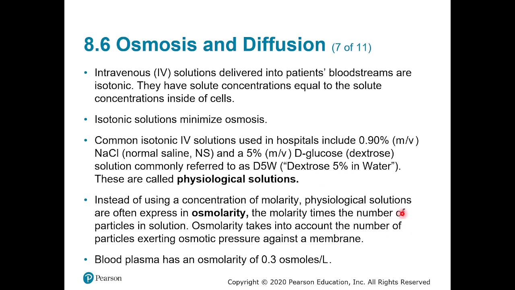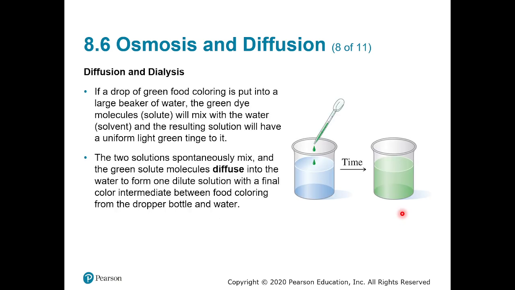Blood plasma actually has an osmolarity of 0.3 osmoles per liter. And so that would be the osmolarity of your blood plasma. And that's what you want to keep isotonic to, is your blood plasma. Anybody know what blood plasma is? Yes, so that's going to be your blood without the red blood cells, right? It's the stuff around the red blood cells.